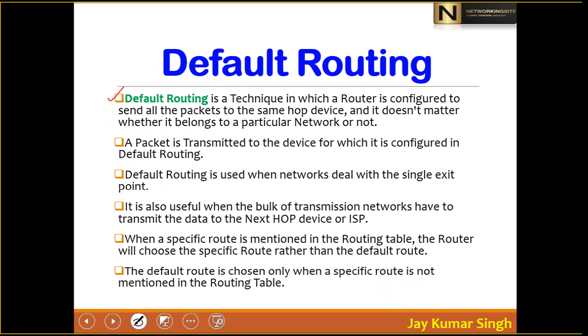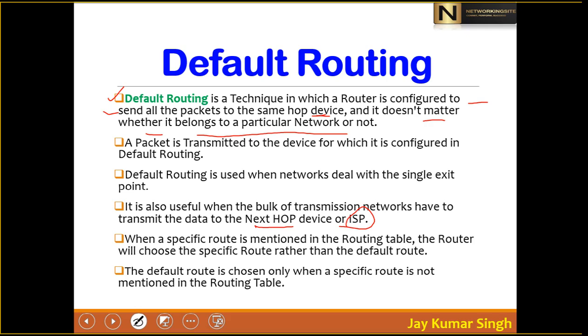So what is default routing? Default routing is a technique in which the router is configured to send all packets to the same next hop device. The next hop device is like an ISP or any exit gateway. It does not matter whether the destination belongs to a particular network or not. You just want to send to him, and that device is responsible to provide you reachability.